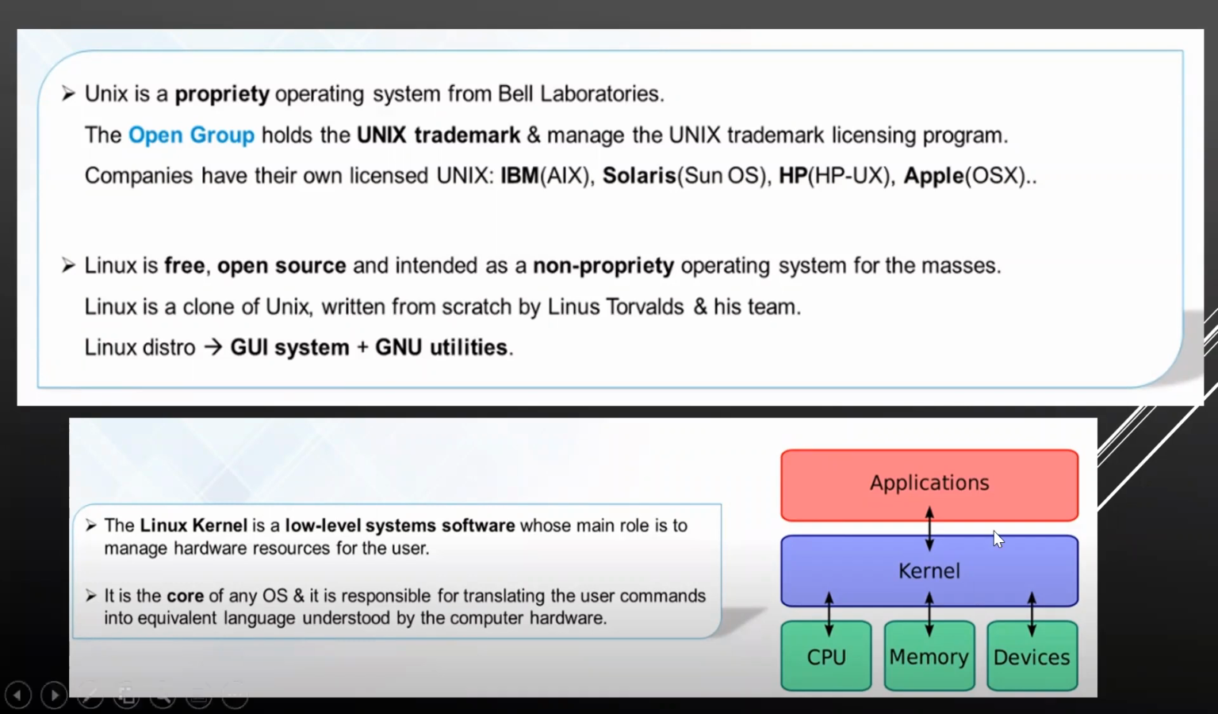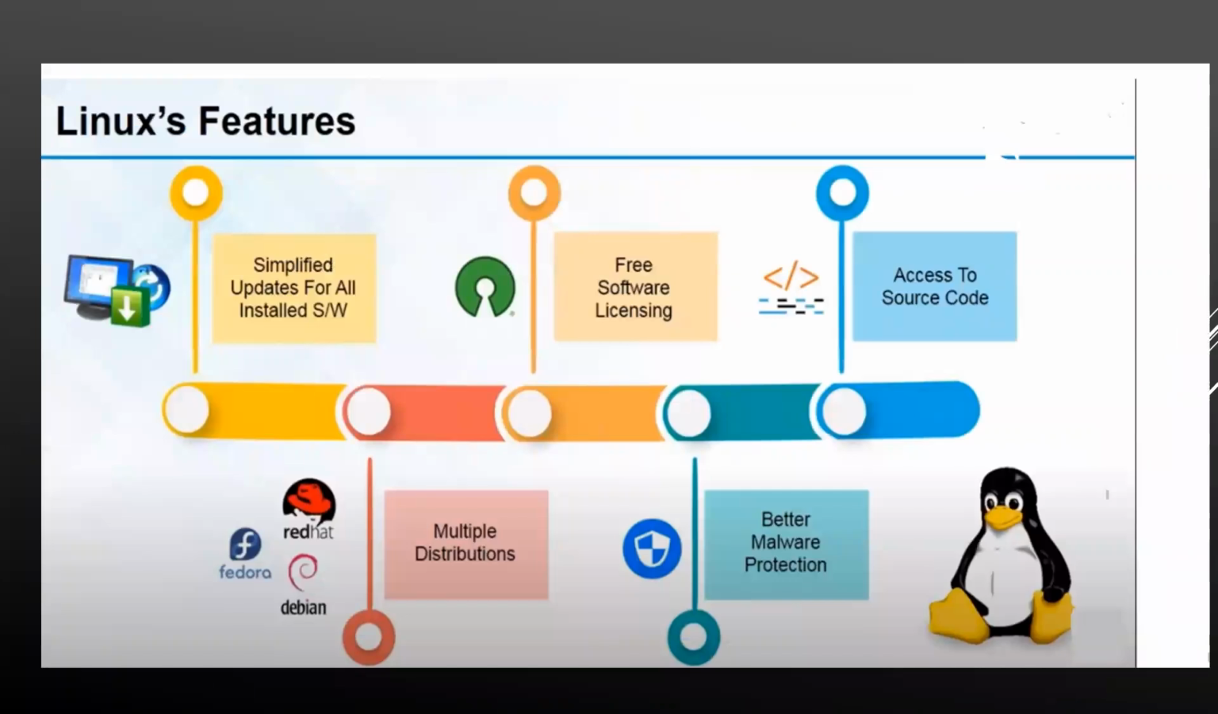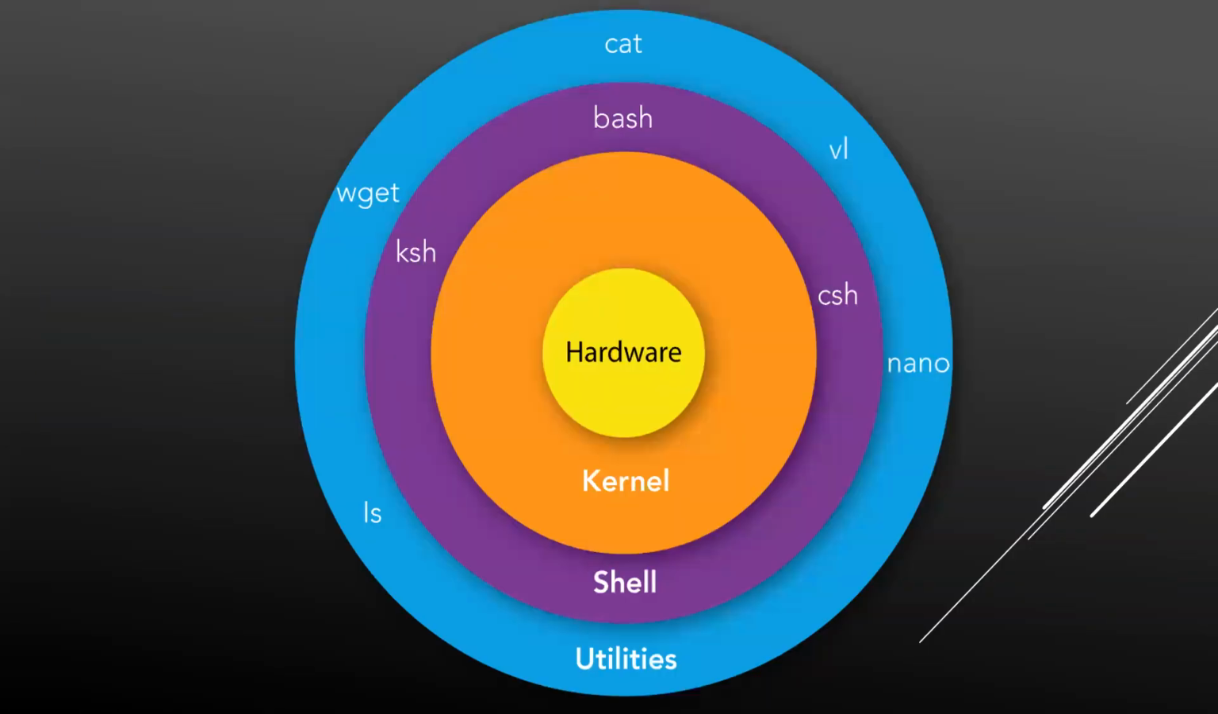Between the software and hardware, you have something called the kernel, which will help your work be faster. Linux has simplified updates. It has multiple distributions, free software, no licensing required, better malware protection, and access to the source code. Apart from that, you can do multiple logins. It is cost effective. It is cheap. All these features add up and make Linux very important.